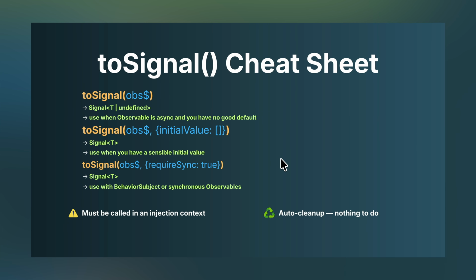Let's recap. toSignal is a single function that turns any observable into a signal. It handles the subscription, it handles the cleanup, and it gives you a value you can use directly in templates without async pipe or subscribe. There are 3 flavors. Default gives you type or undefined. initialValue gives you the type with a fallback. And requireSync for synchronous sources like BehaviorSubjects. The rule to remember: call it in an injection context.